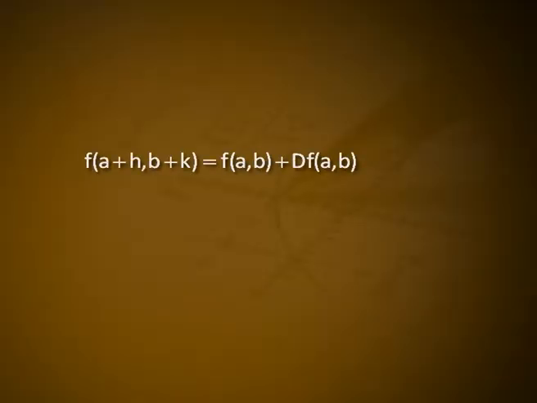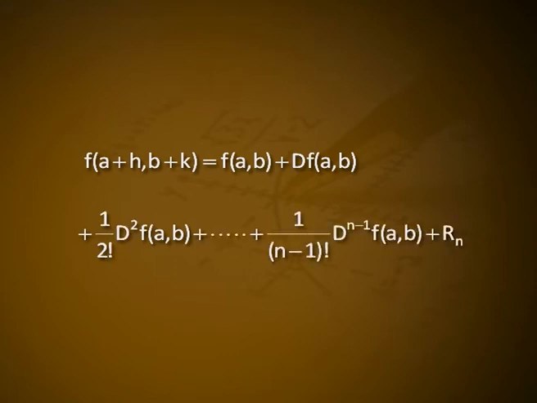Taylor's theorem. If a function f of x,y of two independent variables x and y possesses continuous partial derivatives of order n in any domain E of a point a,b, and if a plus h, b plus k is any point of E, then there exists a positive number theta, 0 less than theta less than 1, such that f of a plus h, b plus k equal to f of a,b plus D f of a,b plus 1 by 2 factorial D square f of a,b plus etc. plus 1 by n minus 1 factorial D raised to n minus 1 f of a,b plus rn, where D is equivalent to h del by del x plus k del by del y, and rn equal to 1 by n factorial D raised to n f of a plus theta h, b plus theta k, 0 less than theta less than 1.